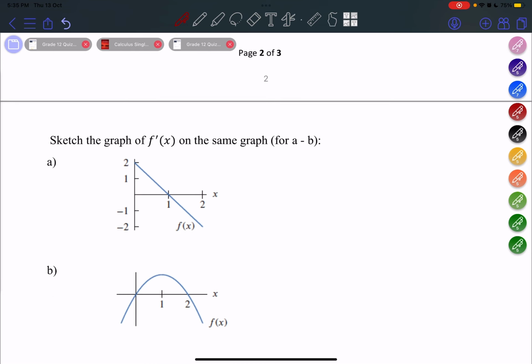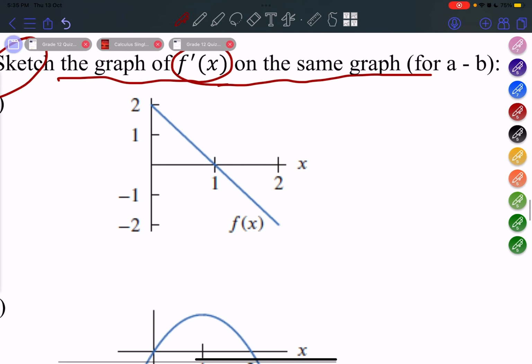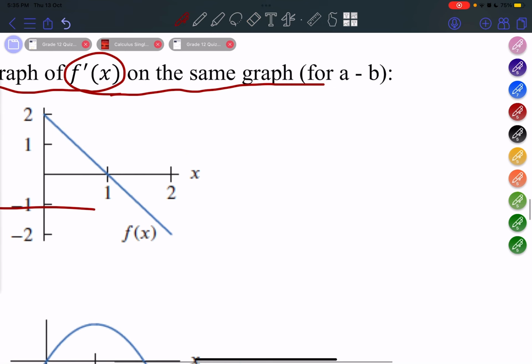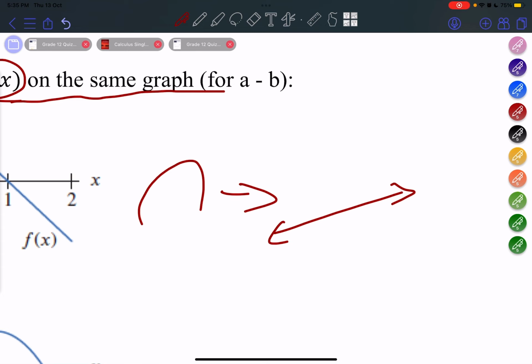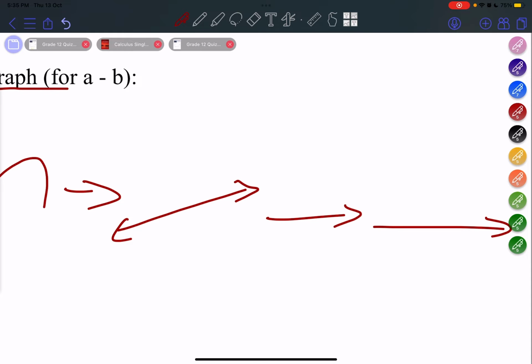If you go down here, sketch the graph. We don't have to be very specific. Sketch the graph of the derivative of f of x on the same graph for a and b. Okay, no problem. We see that the slope of this graph is 1, and we can just draw the horizontal line because if it's a parabola, then the derivative of it will be a linear line, and the derivative of that would be a horizontal line.